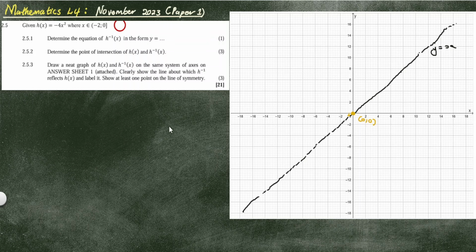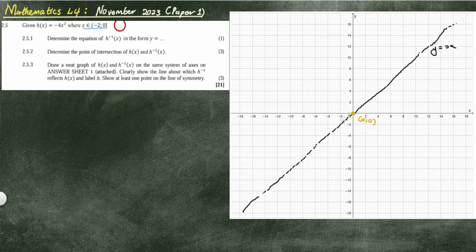Before we continue, let me show you what this domain thing is all about. The graph we're going to draw is over this domain. It starts at 0 and ends at minus 2, where x is an element of minus 2 all the way up to 0. So it doesn't go from 0 to the positive side. Hence your x should be negative and your y should also be negative.